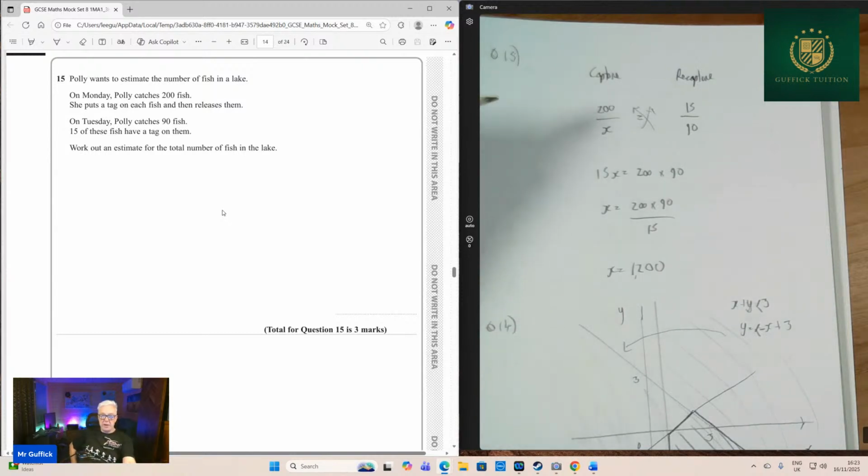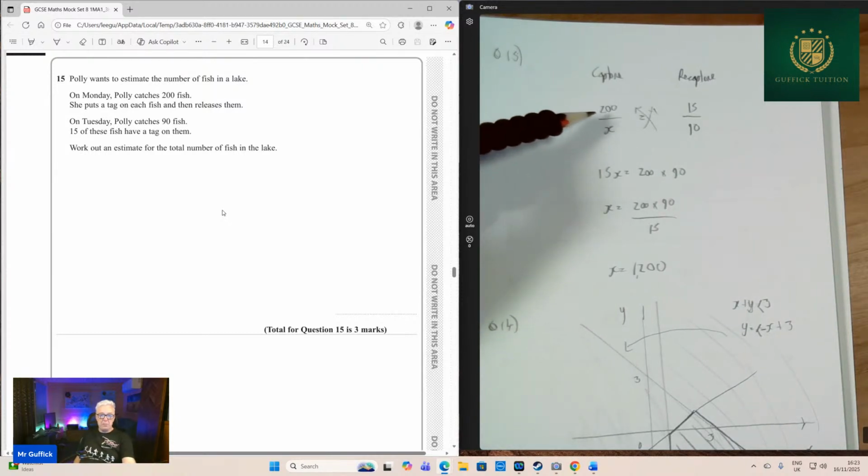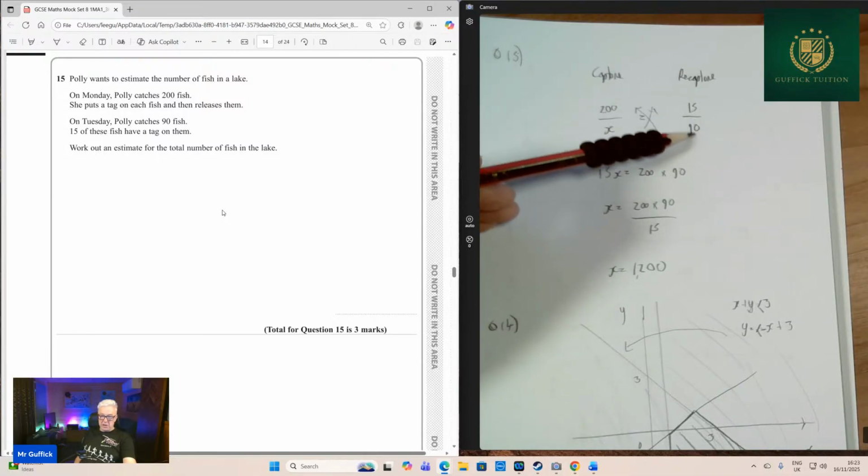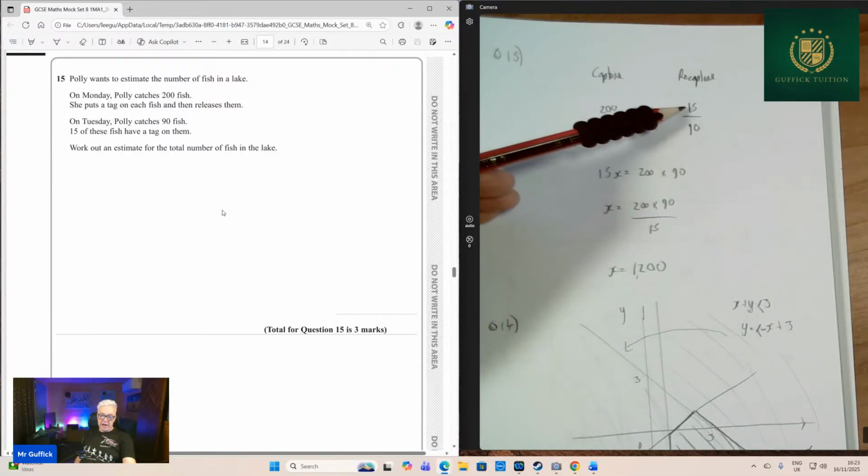Okay, so in the capture sample, Polly tagged 200 fish out of the X fish that are in the lake. So we've got a ratio there of 200 divided by X, where X is the number of fish in the lake. When Polly comes back and she does a second sample, she captures 90 and she finds out that 15 of them have a tag.